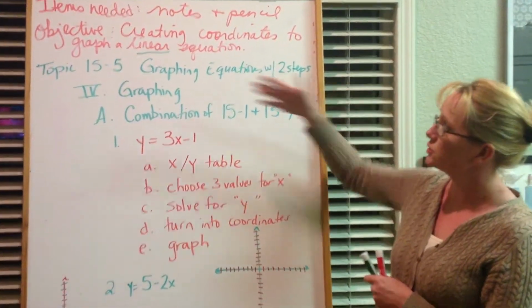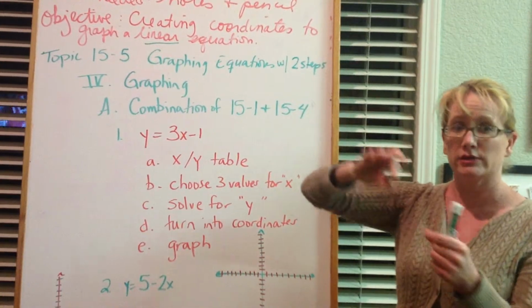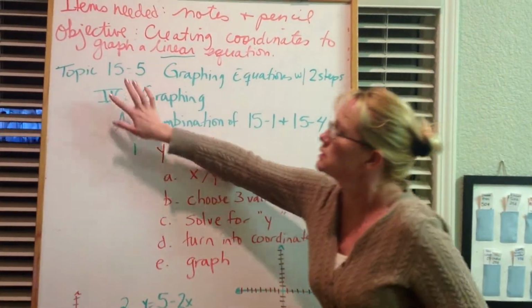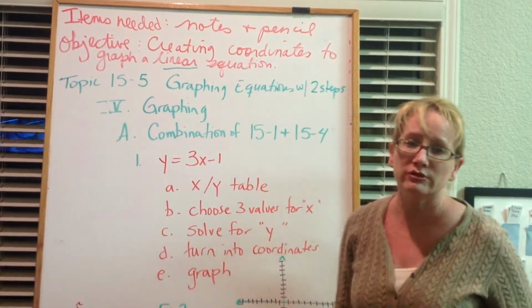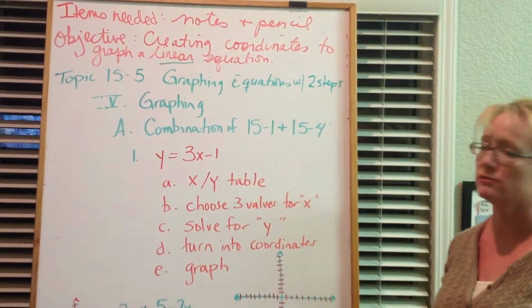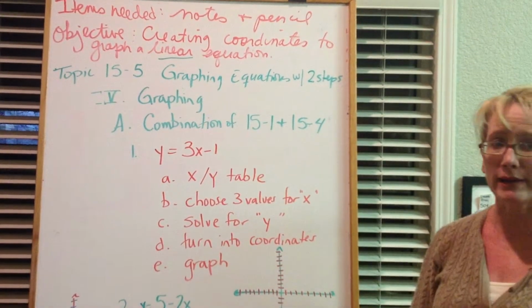Our job is still to create coordinates in order to graph a linear equation, so again, they're going to go in a straight line. So I use Roman numeral 5, we're going to be graphing again, and it's just a combination of 15.1 and 15.4, those topics, so if you get lost, look back in your notes.